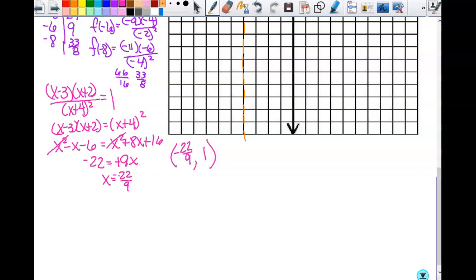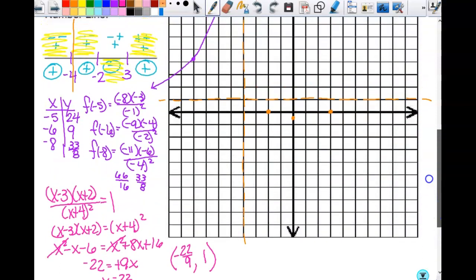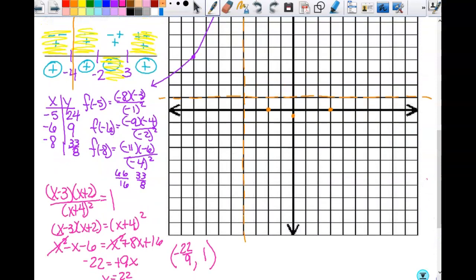So how many times does that function cross that asymptote? Once. And we know exactly where it is. It's at negative 22 over 9, 1, right? So 9 goes into 22 twice with 4 left over, so it's about like 2.5. So I can go to negative 2.5, 1, and then there's that point right there.